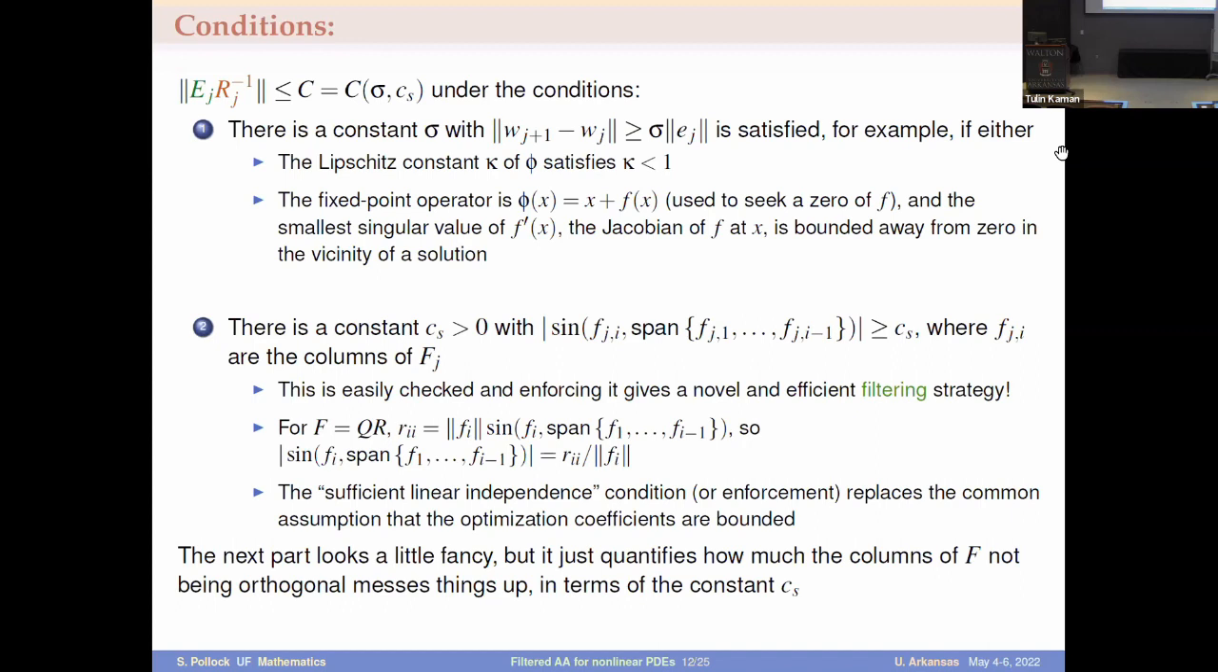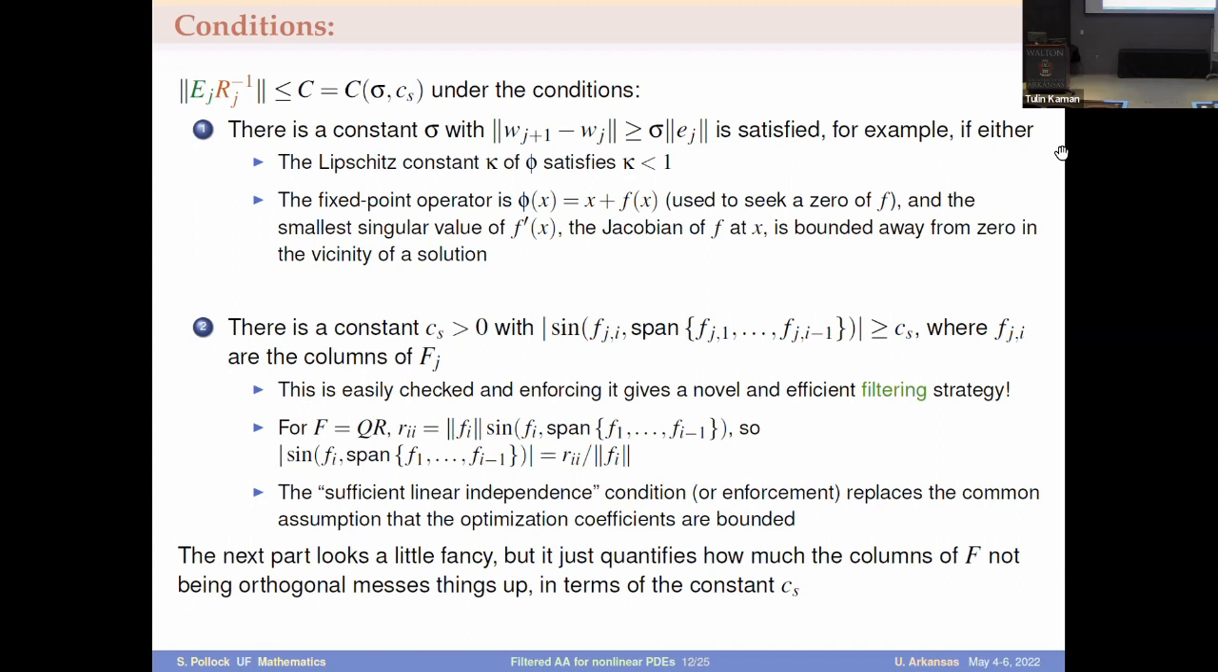So this first condition here has more to do with the fixed point operator itself. And it says that there's some constant by which the ratio of the norm of the difference between consecutive residuals over the difference between consecutive iterates is bounded away from 0. Now this is clearly satisfied if your fixed point operator is contractive, if this cap is less than 1.